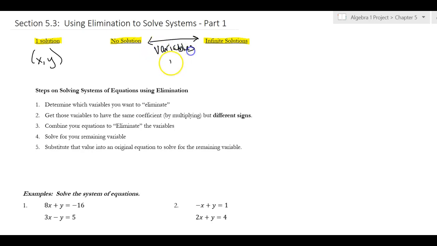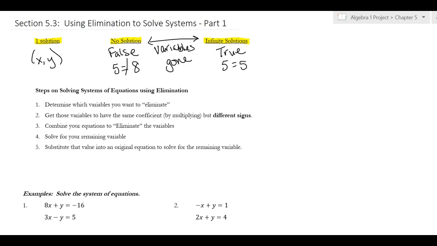For no solution and infinite solutions, this is again when the variables are gone. All the variables cross off. For no solution, it's a false statement, like 5 is equal to 8. That is false, so it's not a solution. Infinite solutions is a true statement, so 5 is equal to 5. Okay? All right, so here are the steps that we need to do.